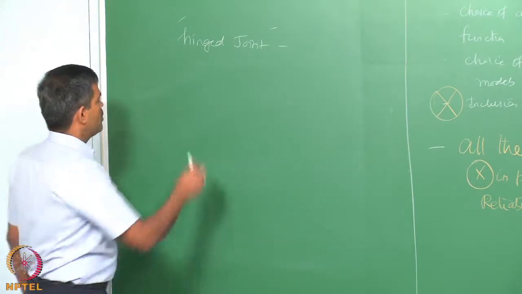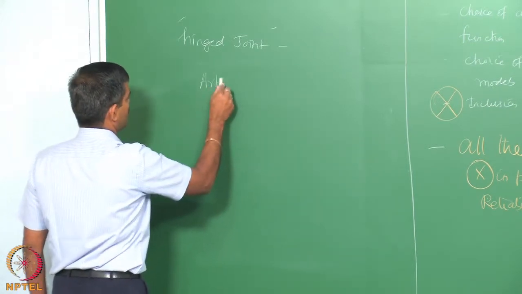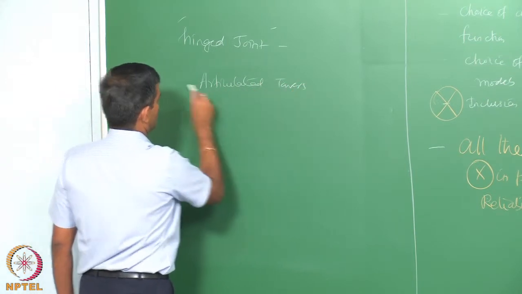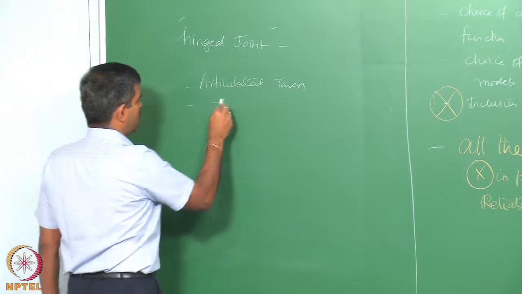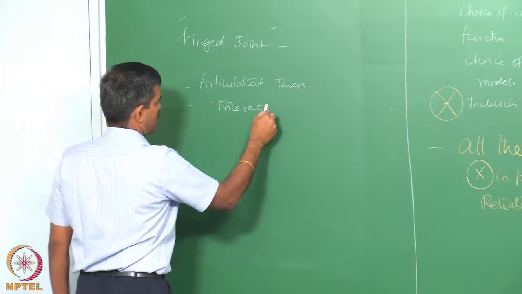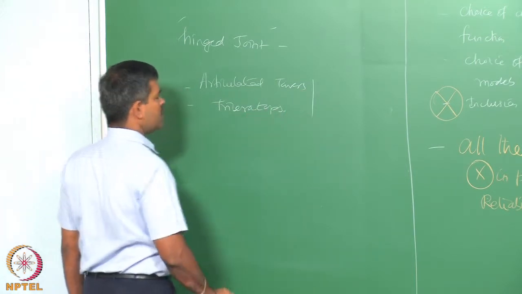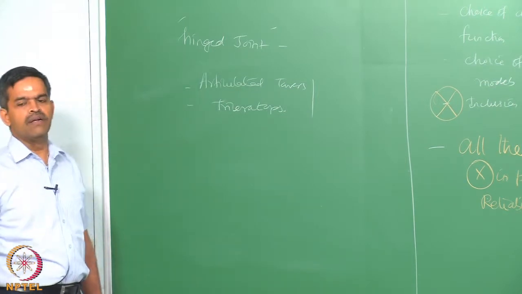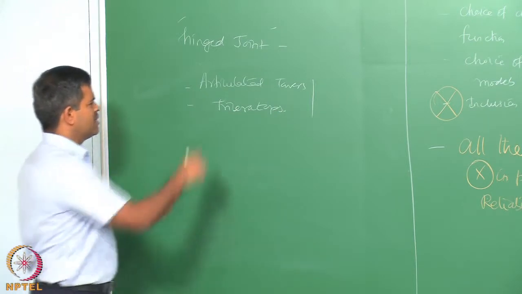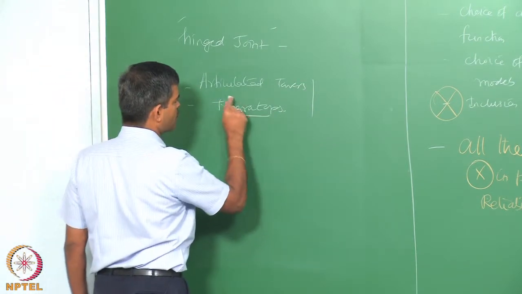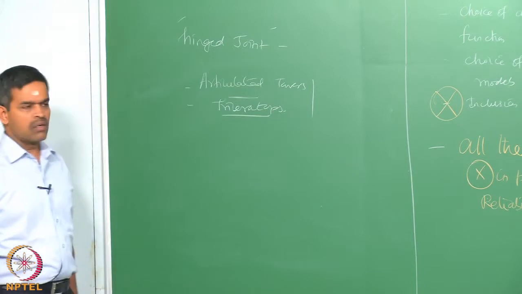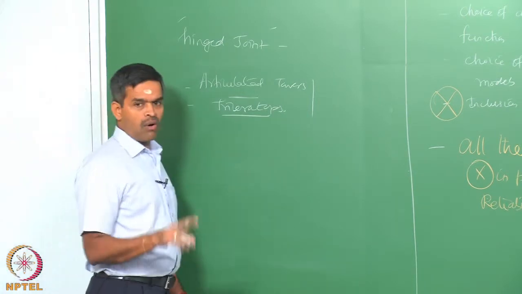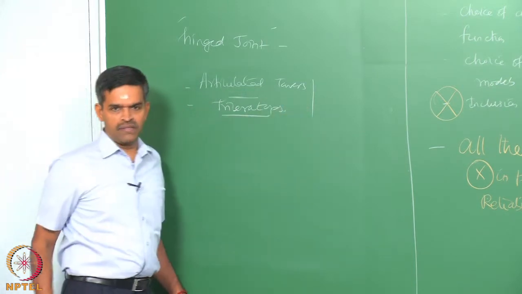For example, if you talk about articulated towers, if you talk about triceratops, etc., you can see that these are the places where a single point failure is investigated in form dominated designs. Let us take up an example of an offshore triceratop and try to illustrate very quickly what would be the influence of a wrong modeling of this in reliability analysis.